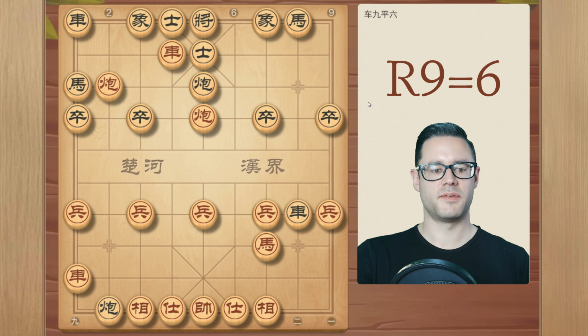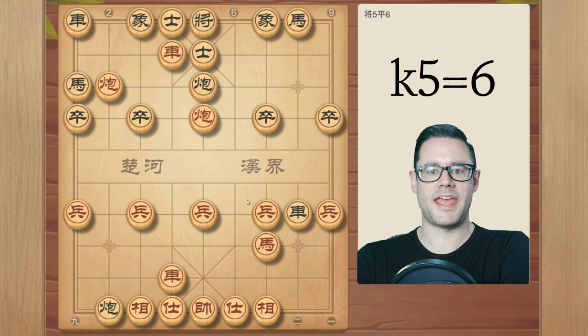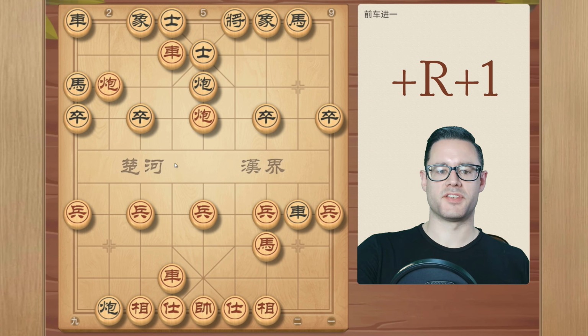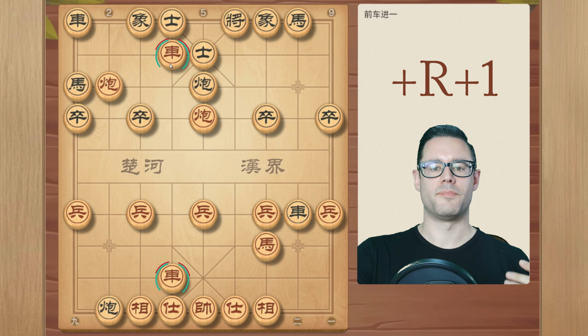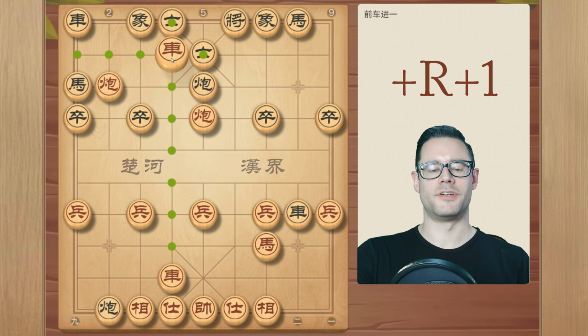R9 equals 6. Move our rook from file 9 to file 6. 9, 8, 7, 6. Black is getting scared. K5 equals 6. They're going to move their general from file 5 sideways to file 6. K5 equals 6. Plus R plus 1. So we see that on file 6 we have 2 chariots, 2 rooks, and the plus R means that we're going to be moving the one that's in front. And we're moving it forward 1 space. Plus R plus 1.